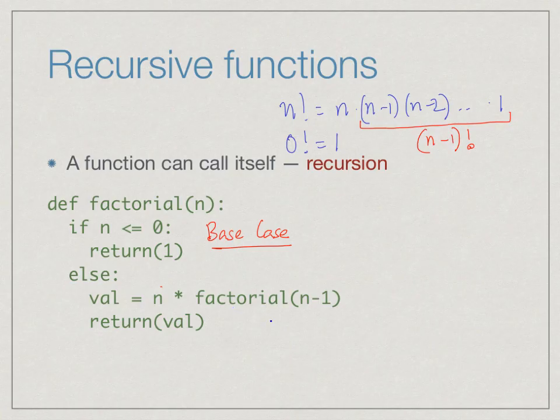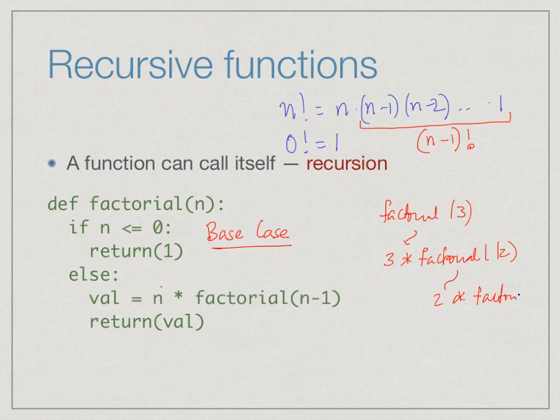So if I take, say, factorial of 3, this will result in 3 times factorial of 2. That will invoke this function again, and this will give me 2 times factorial of 1 and so on. So factorial of 1 will give me 1 times factorial of 0. And the point is that factorial of 0 will now terminate and it will give me 1, because it says that if the argument is less than or equal to 0, return 1. So this 1 will now come back and get multiplied here.